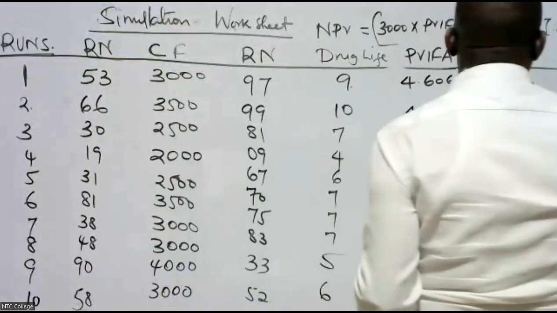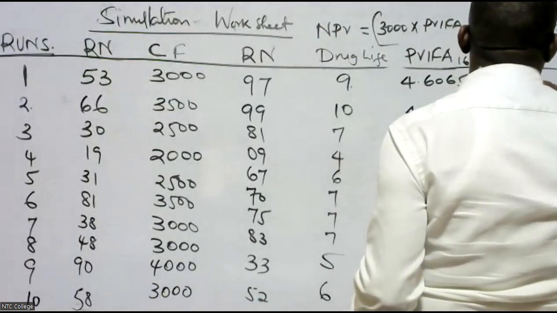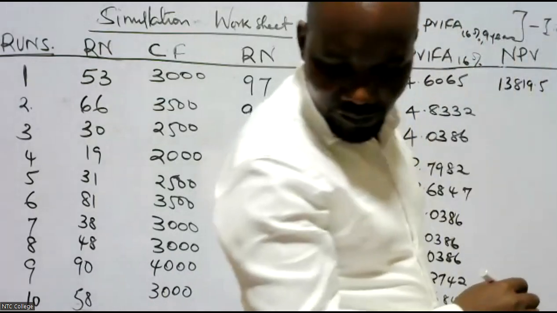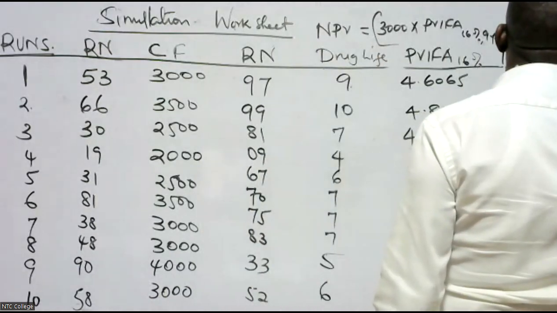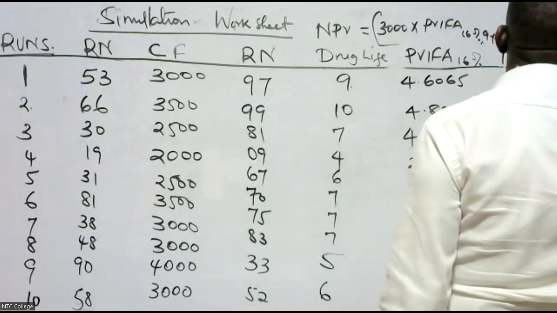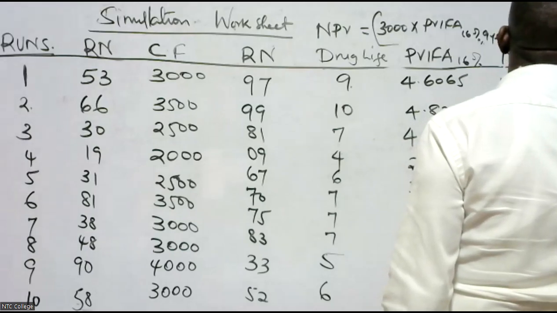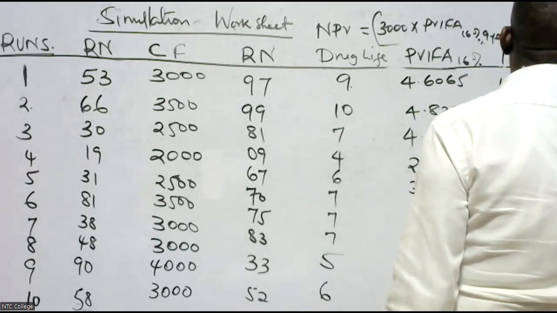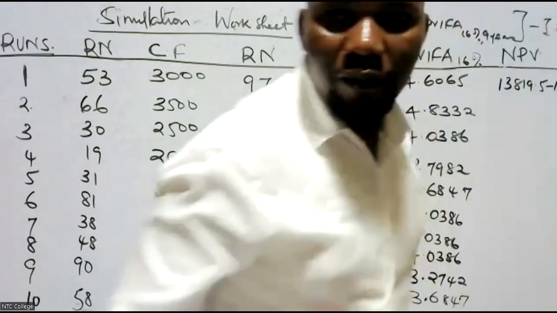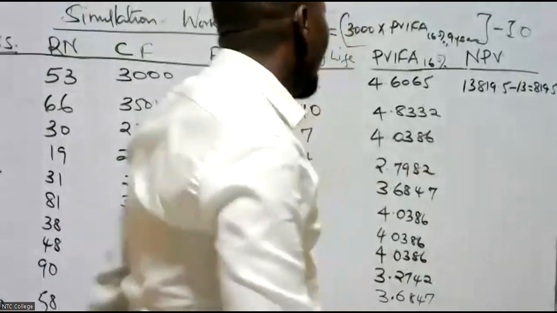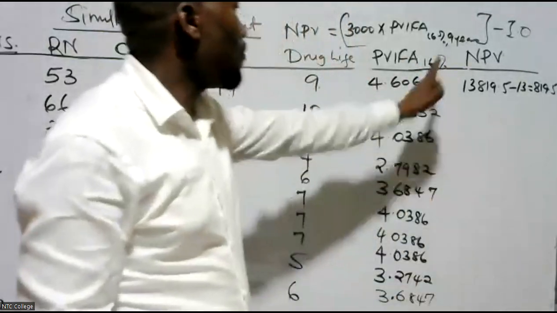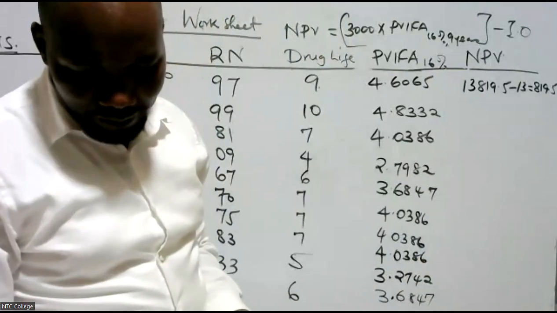So we have 819.5 times 819.5. That is what you're supposed to get. So do the rest like that. Then we have all the NPVs down there, and we get the average NPV.